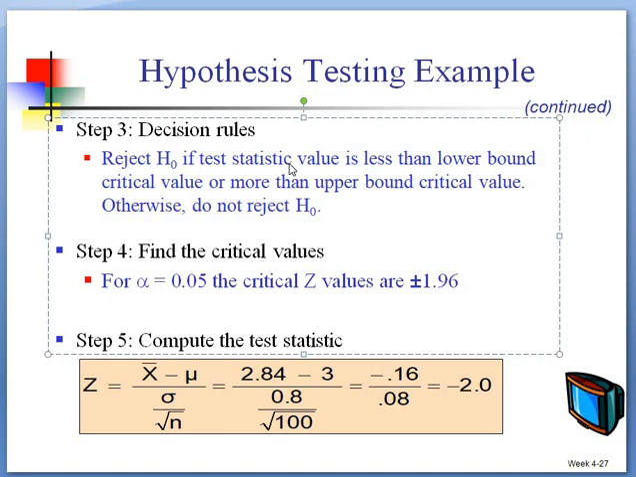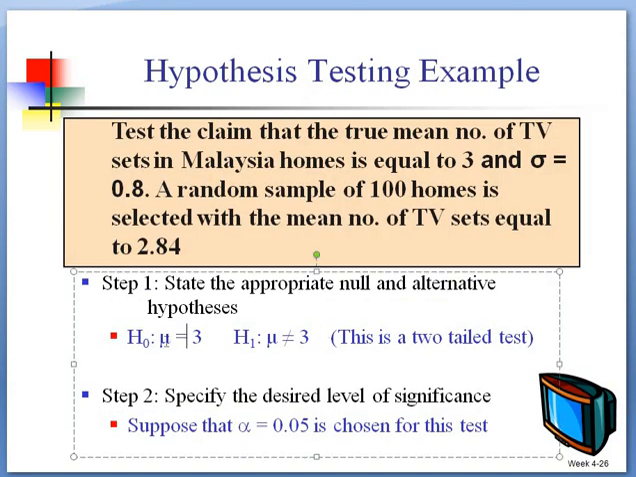Step 3, decision rule. Reject the null hypothesis if the test statistic is less than or more than the critical value. Otherwise, do not reject the null hypothesis. Step 4, find the critical value. Based on the table that I uploaded in Spectrum, when alpha equal to 0.05, the z value is positive negative 1.96. Why positive negative 1.96? Because based on the hypothesis testing, we know there is an equal sign, not equal sign for hypothesis, and there is a two-tailed test.